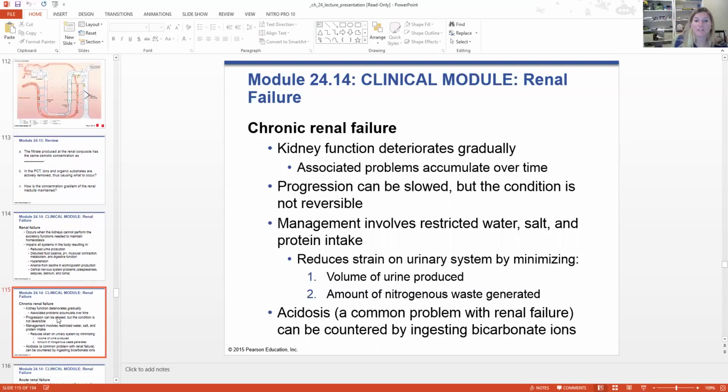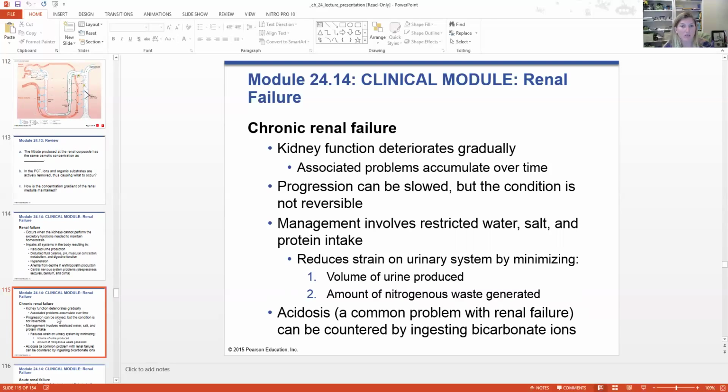So, chronic kidney failure is when your kidneys are deteriorating over time. This is something that is easily detected fairly early in age and just progresses. So the progression can be slowed, but the condition is not reversible. Our kidneys do not renew themselves like, say, our liver. So overall management of chronic renal failure would be restriction of water and salt, as well as protein intake. That's going to reduce the strain on your urinary system by limiting the volume of urine that's produced, as well as the amount of nitrogenous waste being produced, so that your body's not having to sort and process all of that.